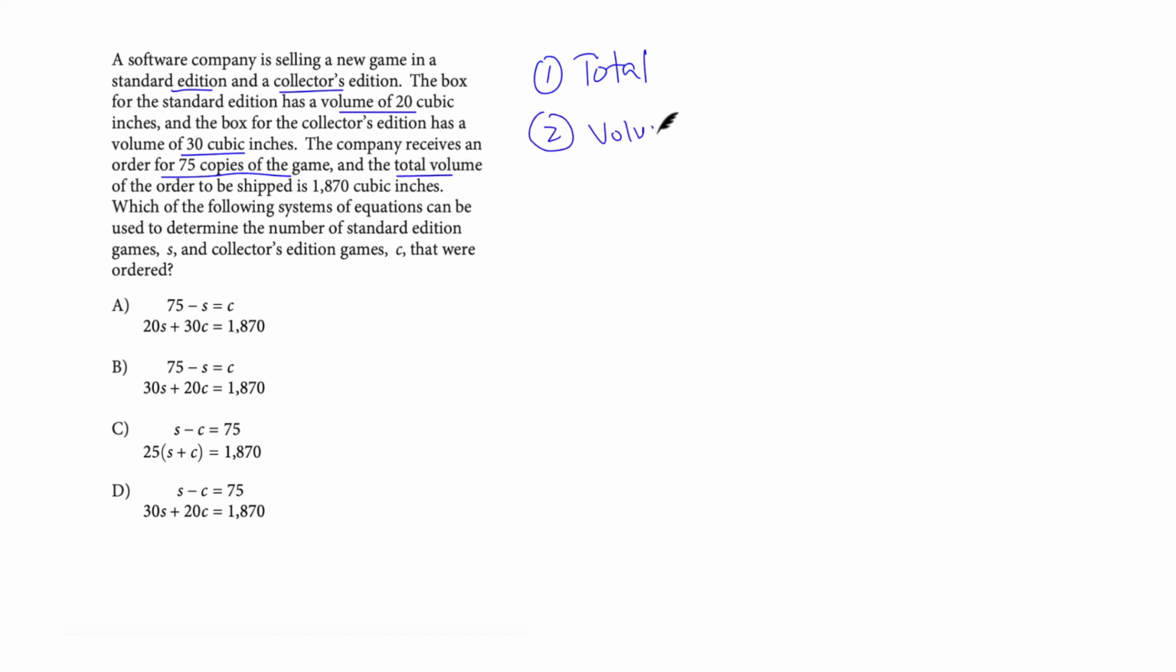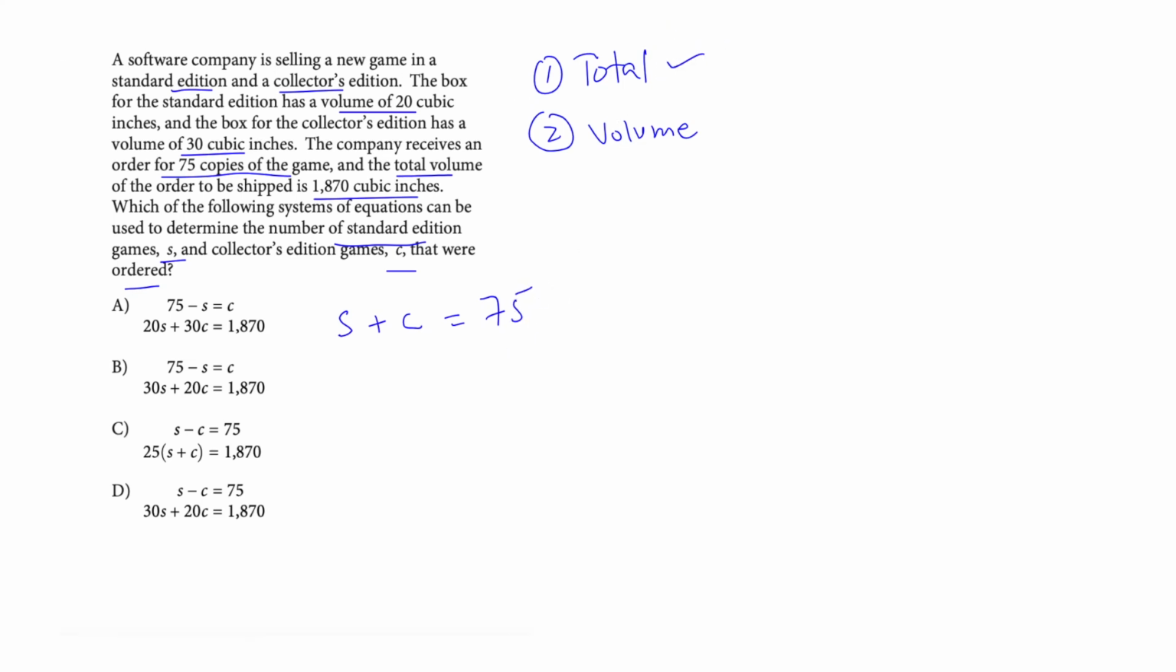If you are intelligent, you will immediately understand what is happening. You have your 2 equations. And the total volume of the order to be shipped is 1870 cubic inches. Which of the following systems of equations can be used to determine the number of standard edition games S and the collector's edition games C that were ordered? So the total number of copies of the game the company will ship is 75. We already know that, and that can be represented as S plus C, standard edition plus the collector's edition equals 75. So this is your first equation of the total.